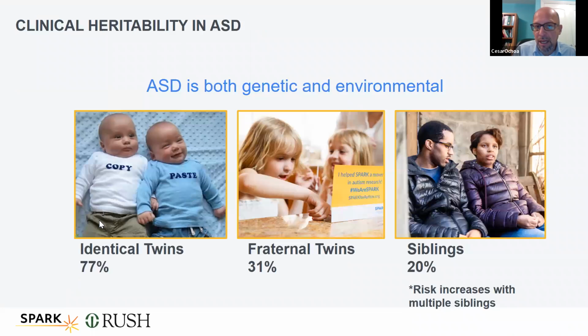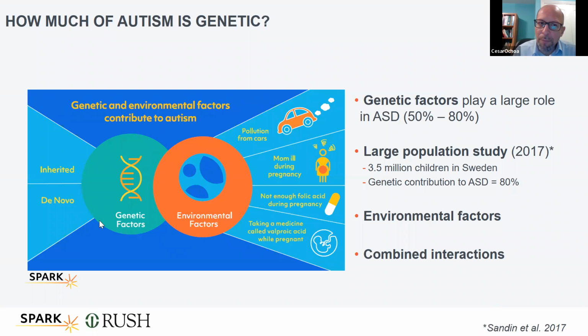The results from SPARK are consistent with a number of landmark studies that were done with twins in the 90s. There were over 30 twin studies, and they all coincide that there's a high concordance rate with identical twins and a little bit less in fraternal twins and siblings, like we're showing now. So how much of autism is genetic? The estimation is that 50 to 80% of autism is genetic. And in a large population study in Sweden, there was a concordance rate of 80%.